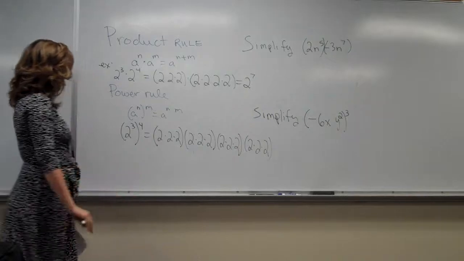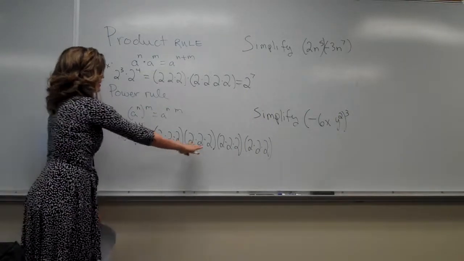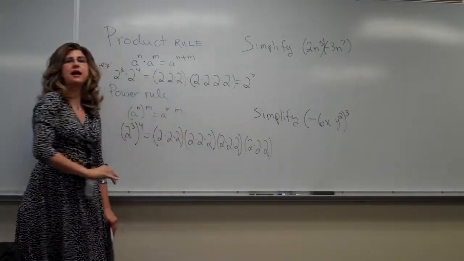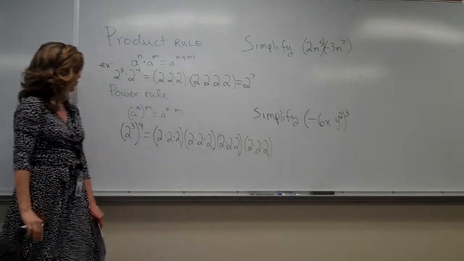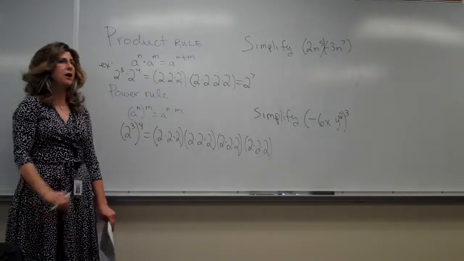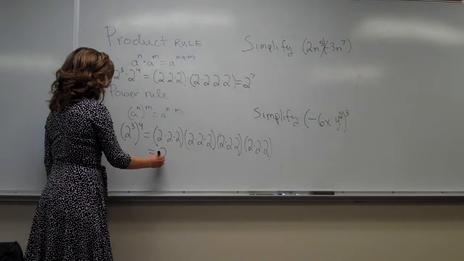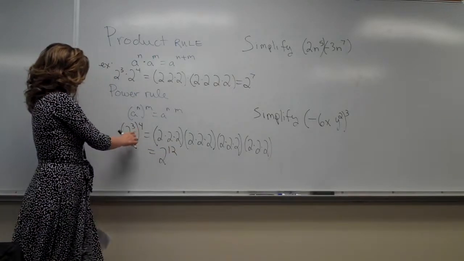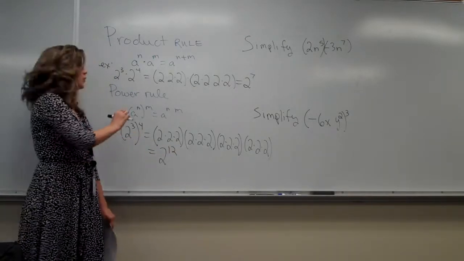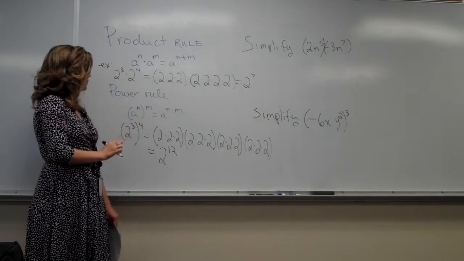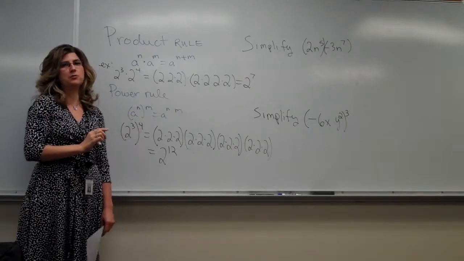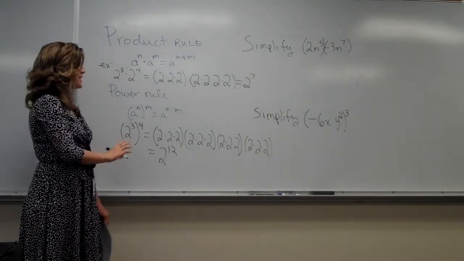How many 2's do we have now? So you've got 2 cubed, there's 3 of those, and there's 4 copies of that, right? 3 in each copy. Well, if you count them all up, we've got 12. So this is equal to 2 to the 12th. Notice that is 3 times 4. So if we raise an exponential number to a power, we multiply the exponents, keeping the same base.